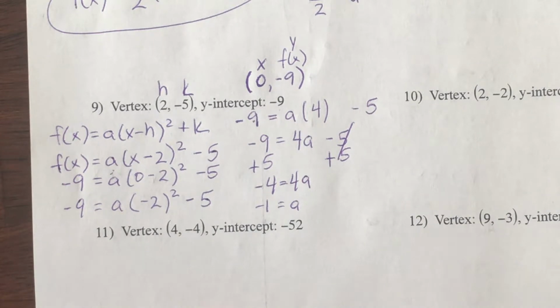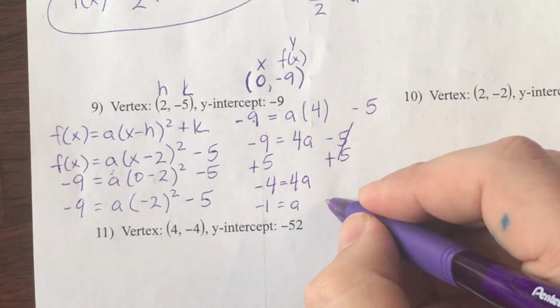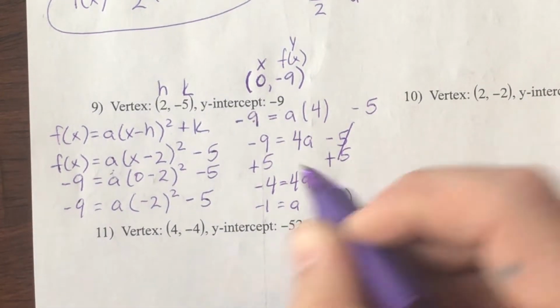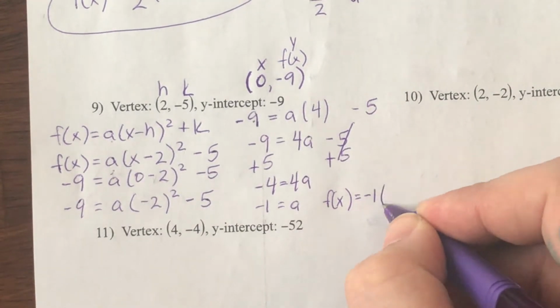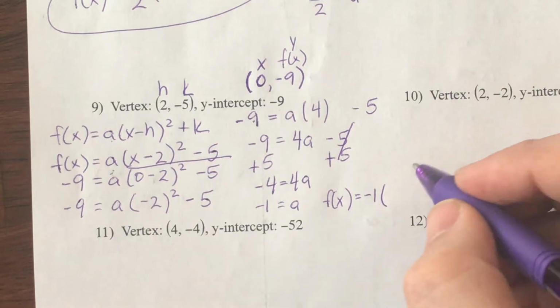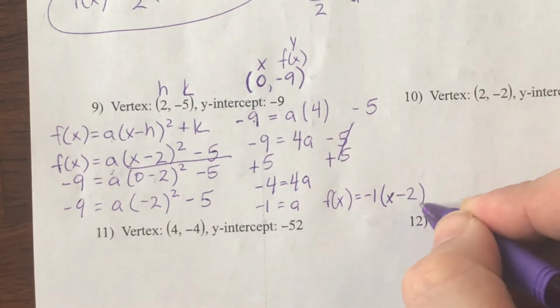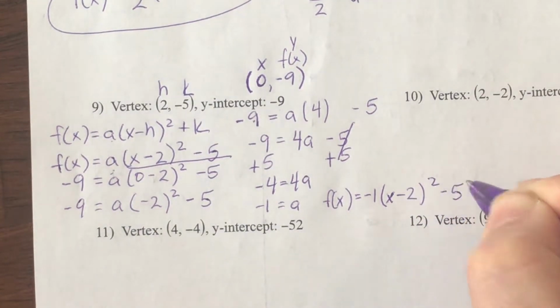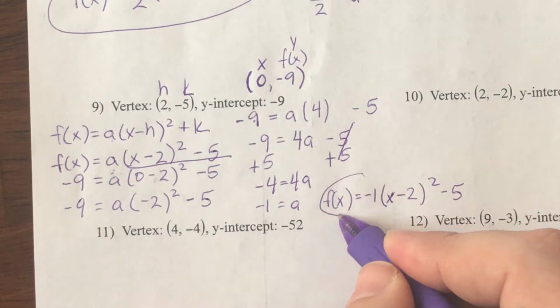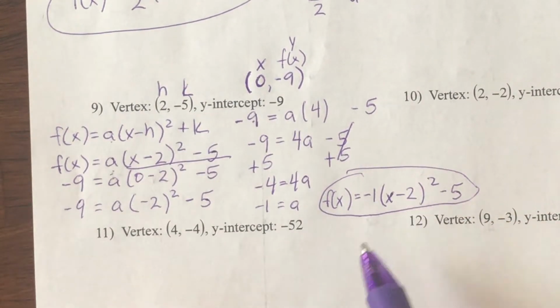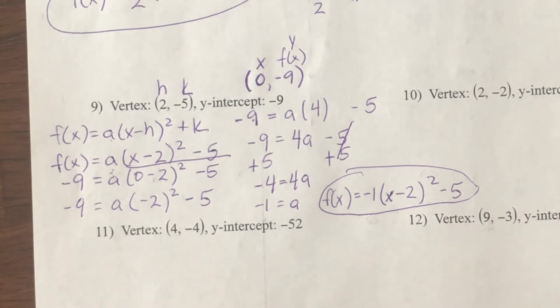So my final equation here would be f of x equals my a, which is now -1, times whatever's right here: (x minus 2) squared minus 5. And this would be my answer. Or I don't have to include the 1. I can just say negative times all that, and that works as well.